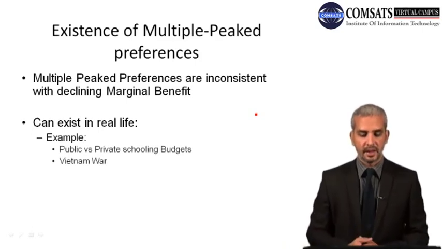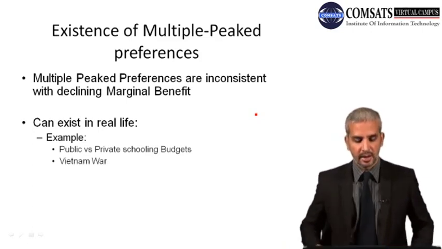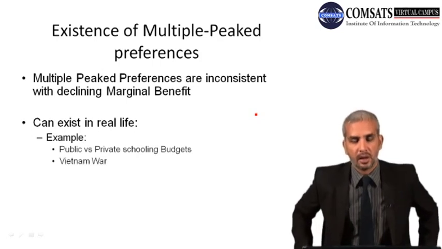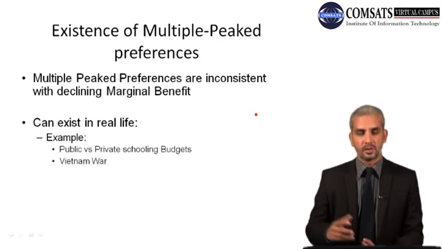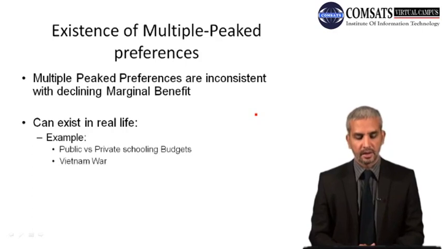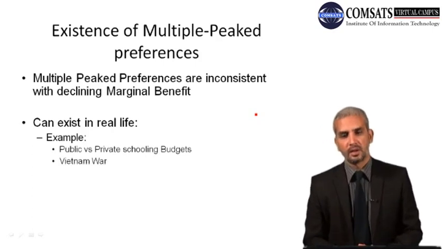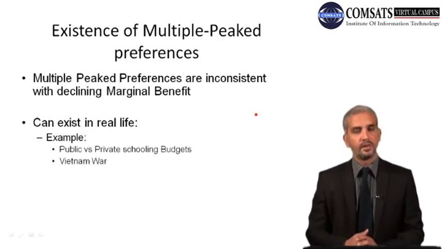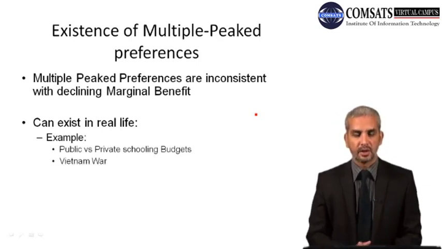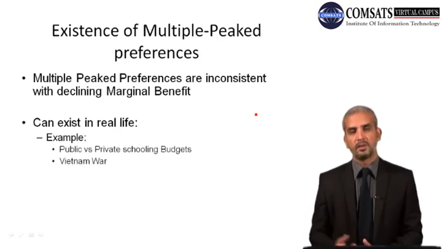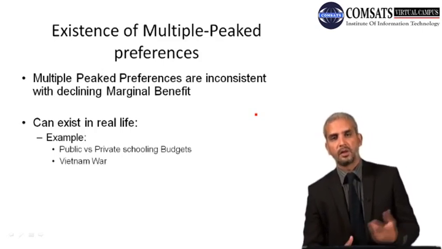Multiple peak preferences, as I said, are inconsistent with the declining marginal benefit, but they do exist in real life, and there are examples of it. For example, public versus private schooling budgets is an issue which can be discussed to show that individuals have multiple peak preferences. Let's assume an individual would prefer to send his children to private schools, considering that his children would be better educated, or that private schools have better quality education.